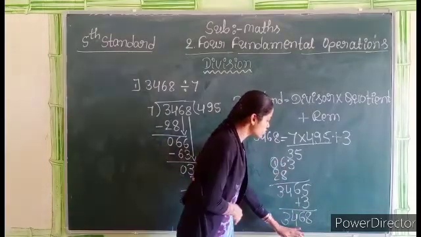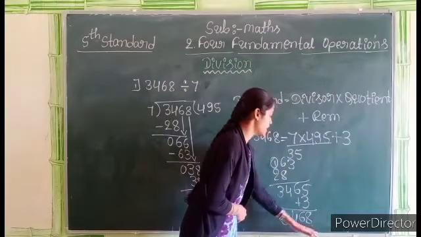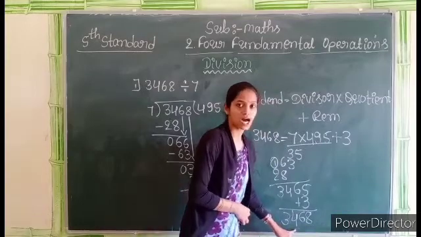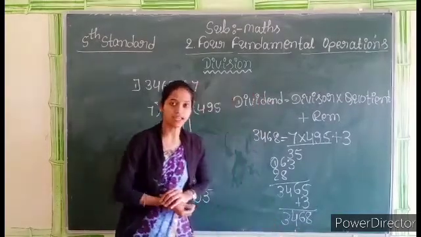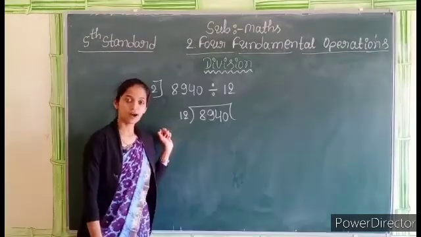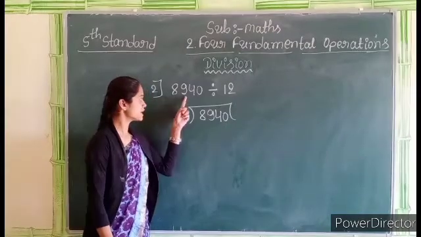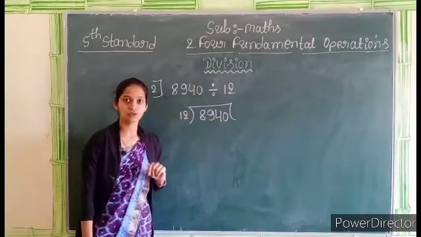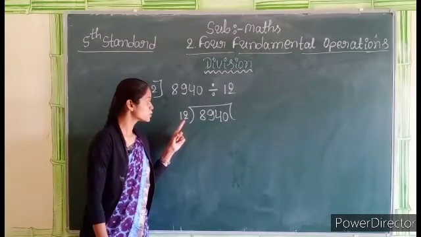We get 3468. LHS is equal to RHS. Our division is right. Here we have to divide 8940 by 12. Divisor has 2 digits.